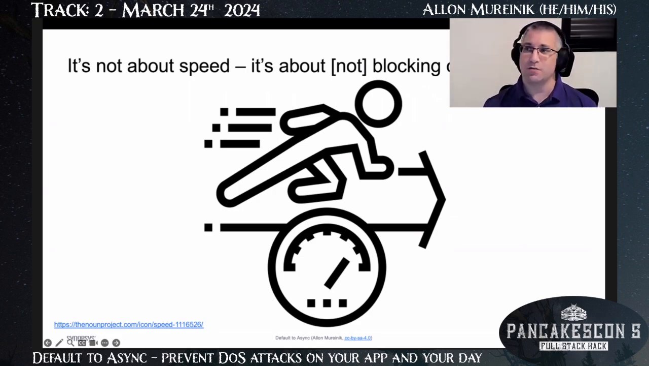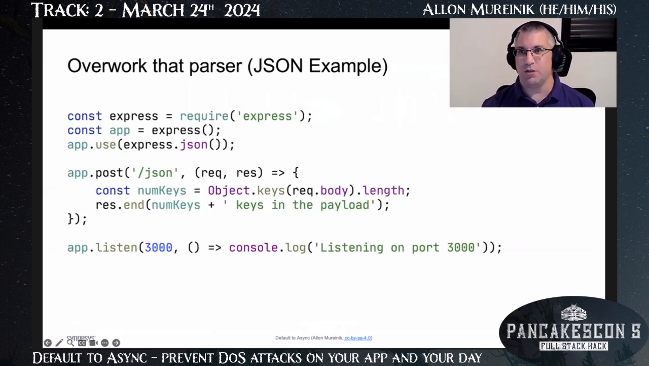Okay, that was a lot of technobabble. Let's see a couple of examples, and hopefully this will be a bit clearer. So how do we DoS an application? First instinct, if our application parses something, let's try and overload that parser. So we have here a very simple application in Node.js.